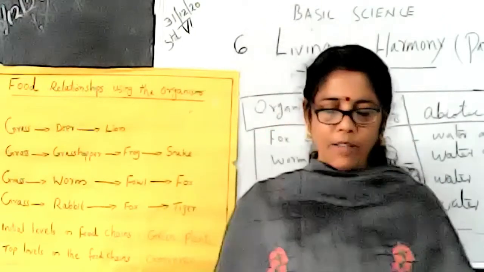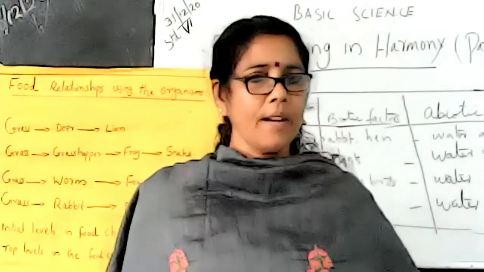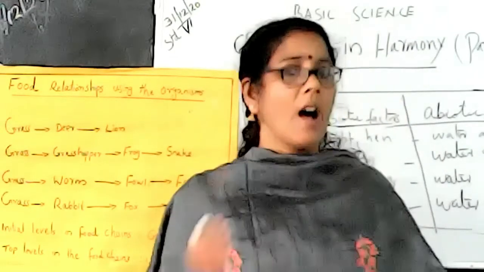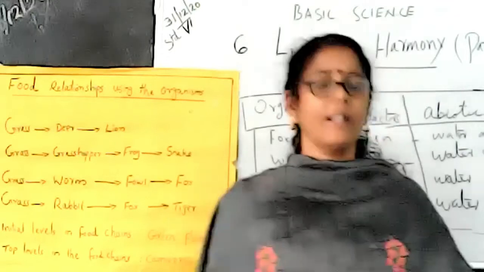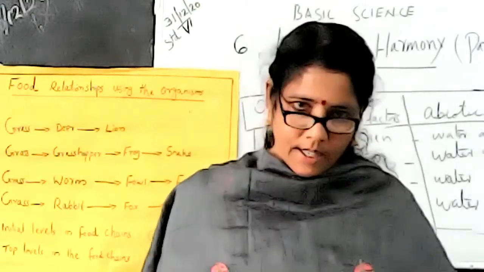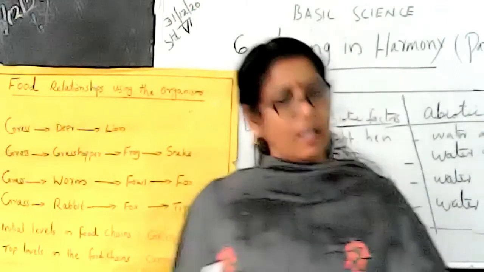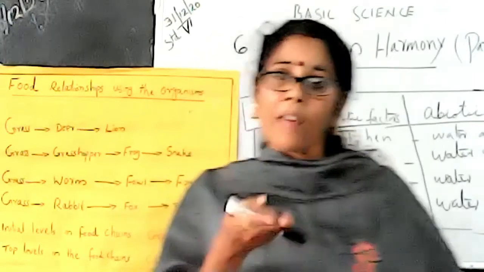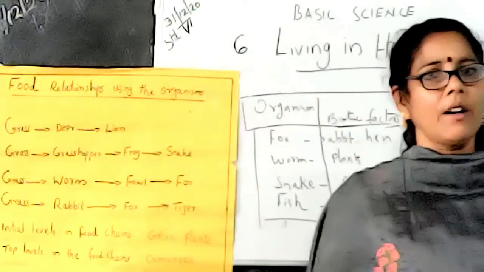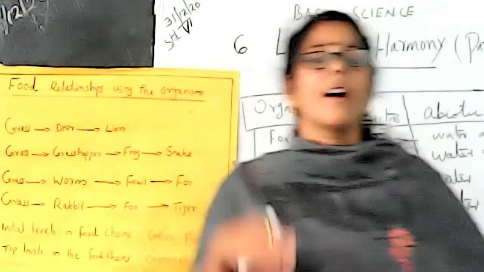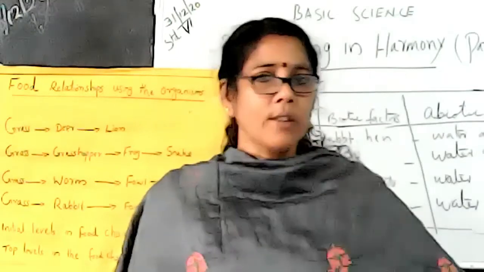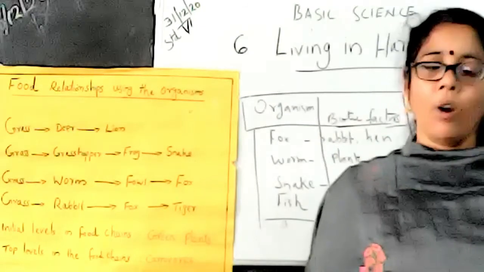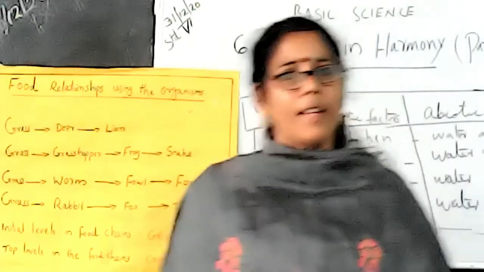Then we have explained the food chain. Food chain means organisms are eaten by other organisms as a chain. The initial level in the food chain is the green plants. The top level in the food chain is the carnivores. The intermediate levels may be herbivores or omnivores.